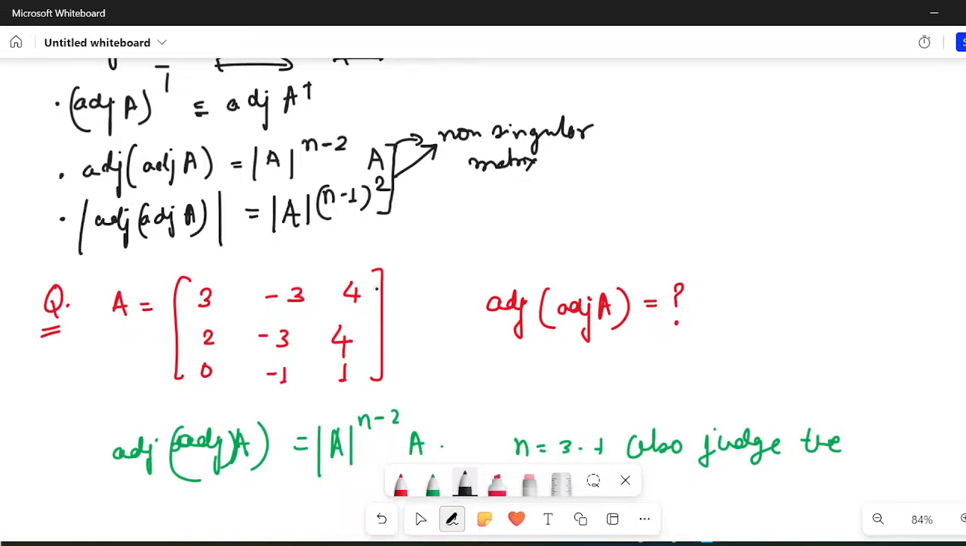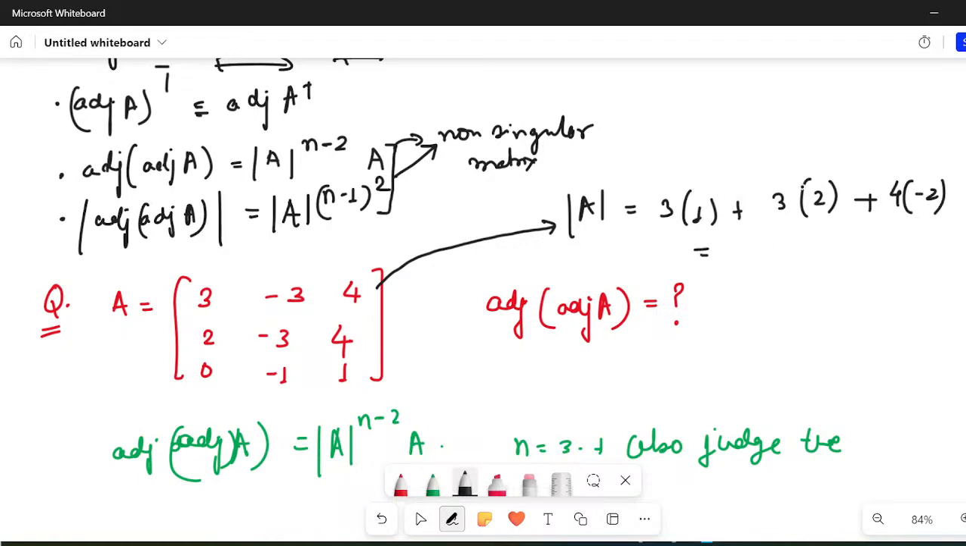First thing that you should remember is to try to find the determinant. So what would be the determinant of this? Let us first find the determinant. It would be 3 into 1 minus 3 into 2 and then 4 into minus 2. So I think the determinant would be 3 plus 6, 9, 9 minus 8 is 1. So clearly it is non-zero. It implies that A is a non-singular matrix.